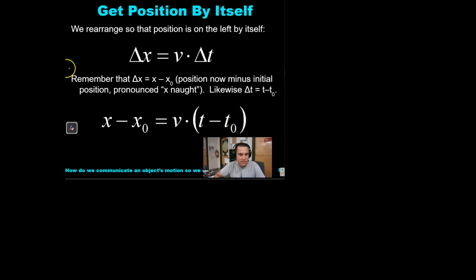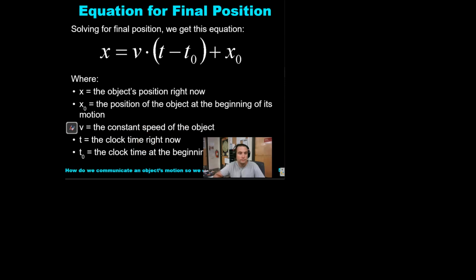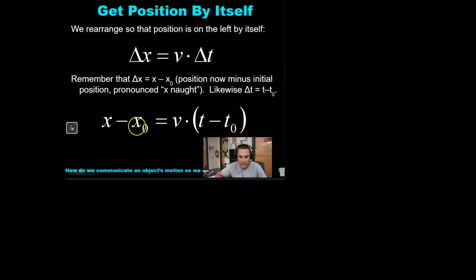Position now minus the initial position, pronounced x naught. That little subscript 0 is x naught. Naught just means happening at the very beginning. It's kind of as if it assumes the starting time is 0. So at the very beginning, that's x naught. Likewise, t minus t naught. Solving for the final position, we get this equation. So we just took this and added the initial position, x naught, to the other side.